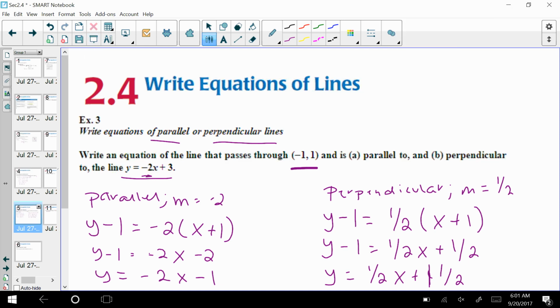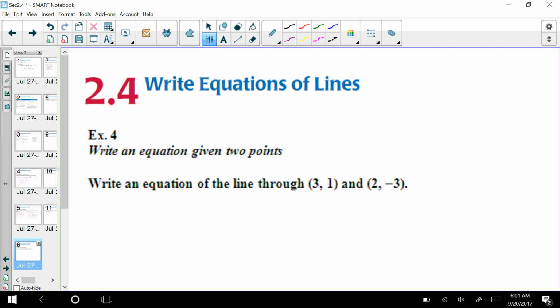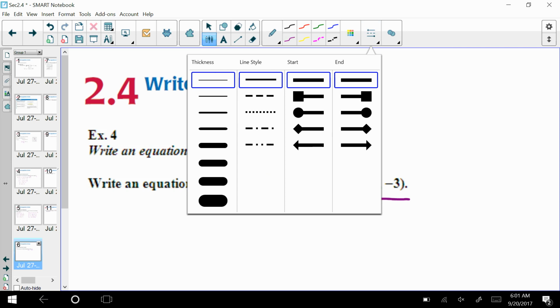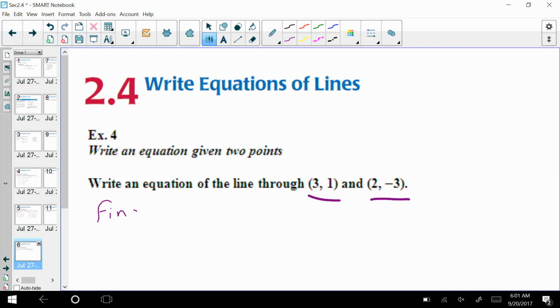Now, if you look at your sheets, and if you're writing an equation for a line and you have 2 points, well, the first thing you have to do is find the slope. Then you can use point-slope form.